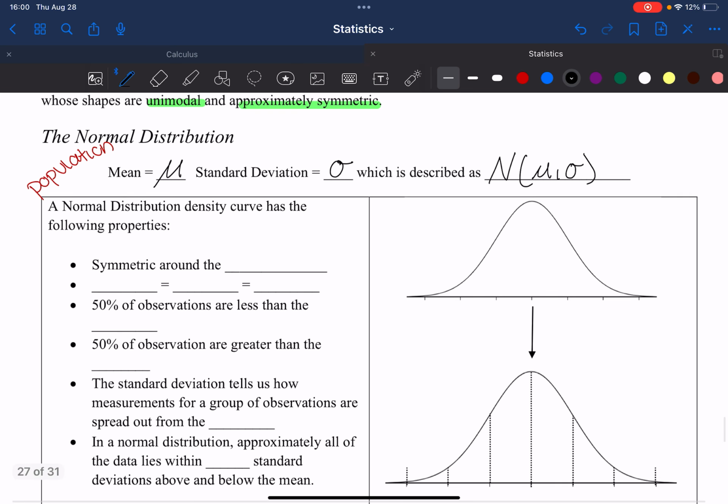A normal distribution density curve has the following properties. It's symmetric around the mean, and also the center here doesn't really matter because all the centers, mean, median, and mode, are all going to be the same. We know that 50% of the observations are less than the mean, and 50% of the observations are greater than the mean, with the total distribution being 100%.